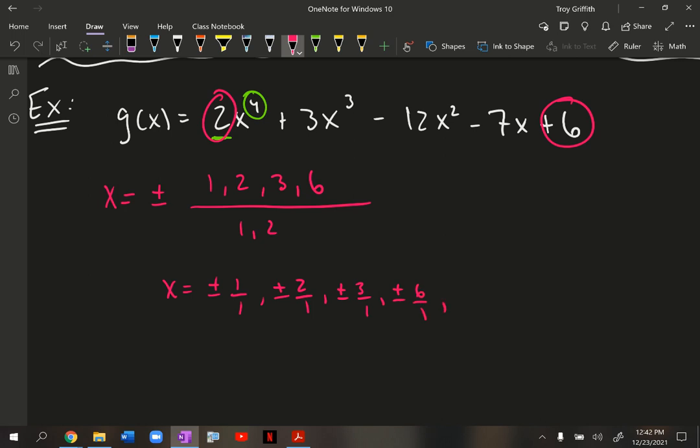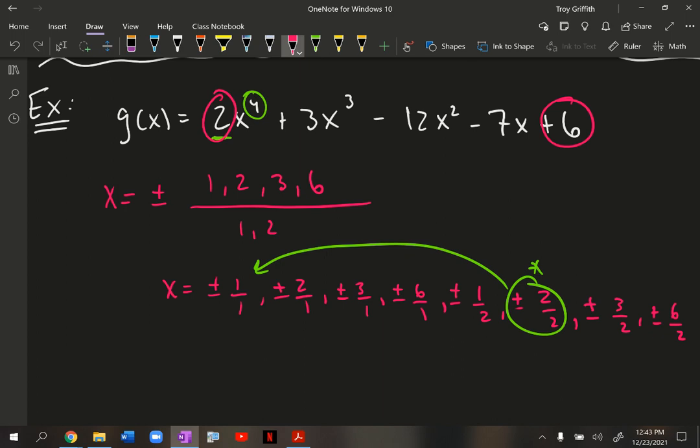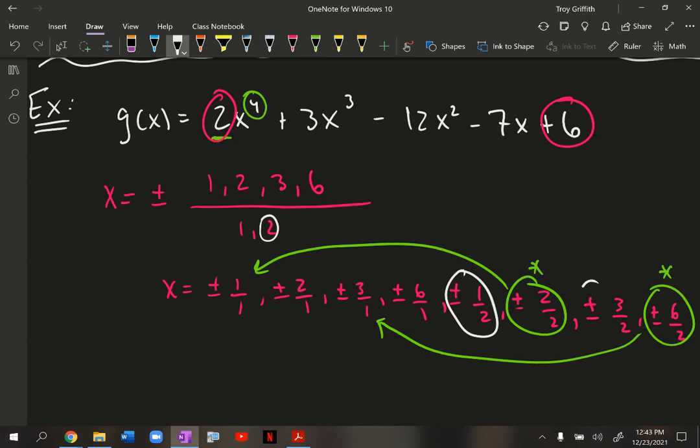But additionally, we also have plus or minus 1 over 2, plus or minus 2 over 2. However, you'll notice this is the same thing as plus or minus 1. So really, this doesn't add anything new to the list. Plus or minus 3 over 2, and plus or minus 6 over 2, which you'll also notice is 3, the same thing as this one. So this one doesn't add any more to the list either. However, that 2 on the bottom does add plus or minus 1/2 and plus or minus 3/2 to our list.